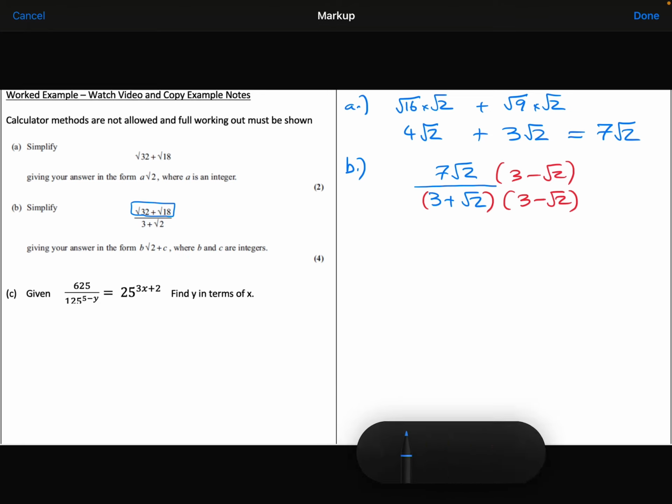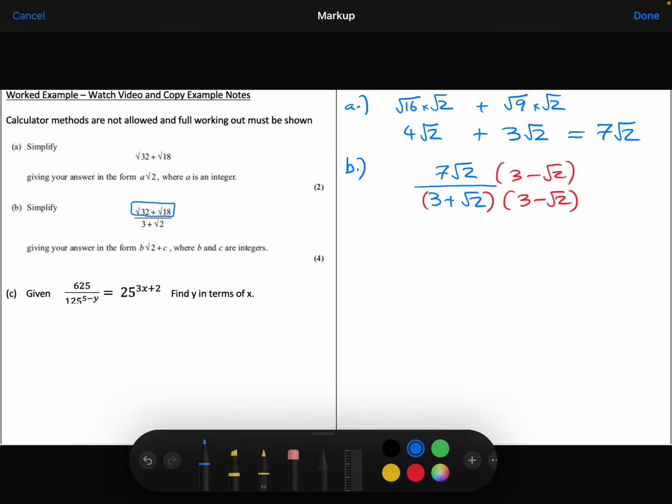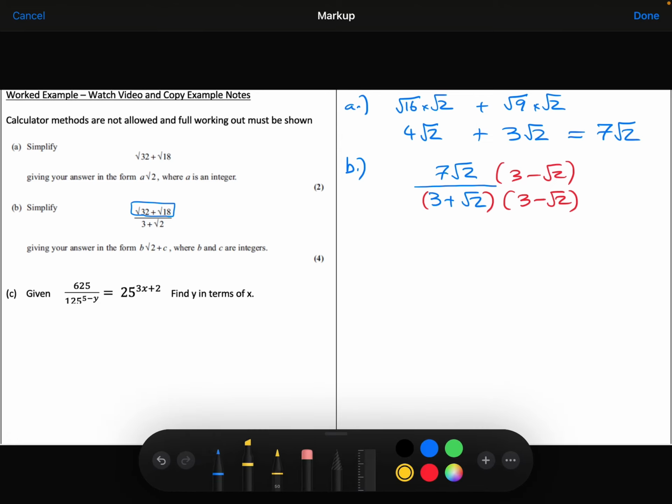So just multiplying by whatever's on the denominator with the sign flipped in the middle. So because it was a 3 plus root 2, I'm multiplying by 3 minus root 2. And I have to do that to the numerator as well. So we have 7 root 2 times 3, which is going to be 21 root 2. We then have 7 root 2 times root 2. Well, the root 2 times root 2 is 2, multiplied by the 7 is 14.